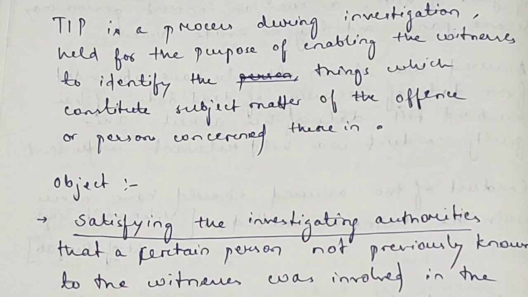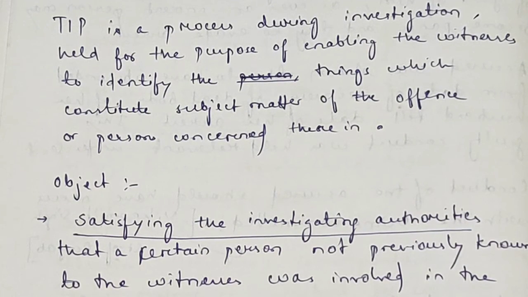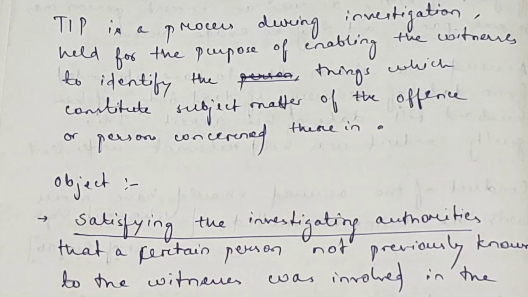So basically, TI period is a process during investigation held for the purpose of enabling the witnesses to identify the things which constitute the subject matter of the offense or the persons concerned therein. So this is the definition of the TI period.